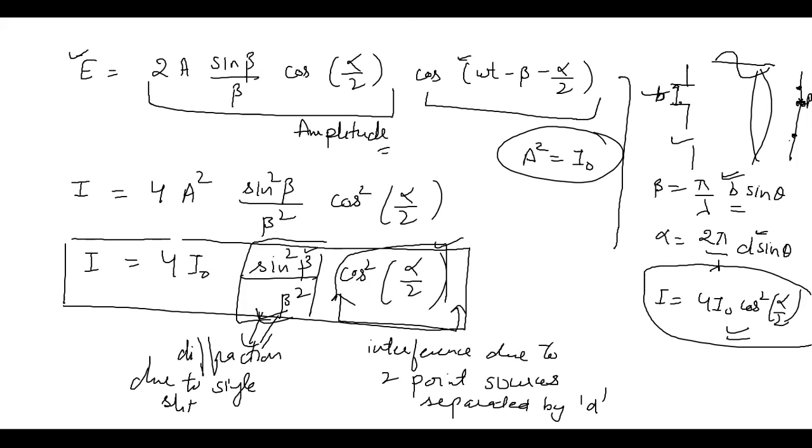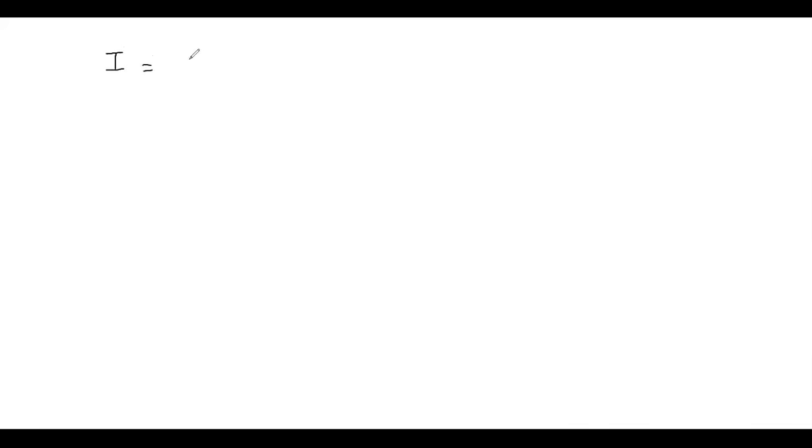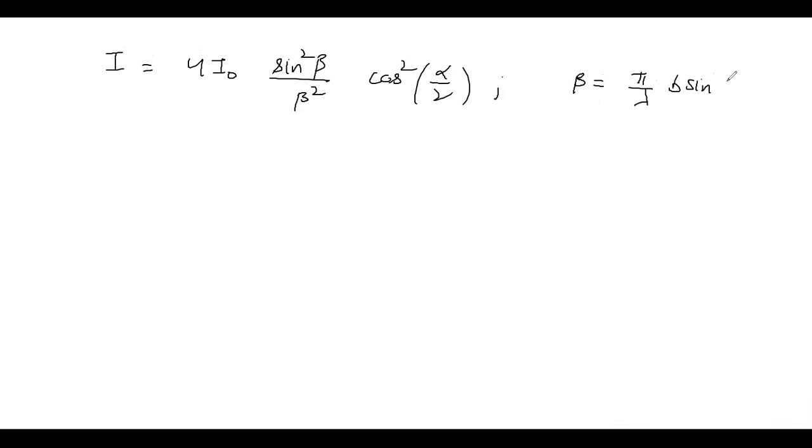Let me first talk about minimum and maximum, and then I'll show you pictorially how this intensity would look if you superimpose these two terms. यहाँ पे आपका intensity का expression is given by this term, where we are saying that beta is pi over lambda into d sin theta and alpha is 2 pi by lambda into d sin theta.